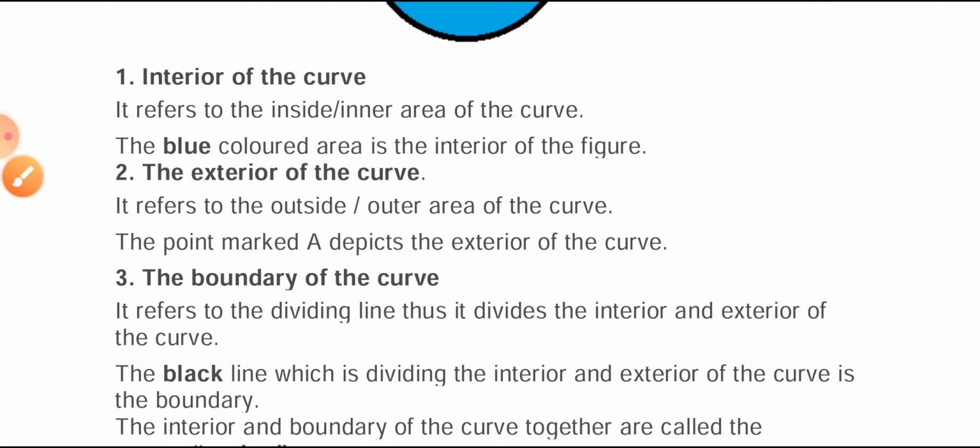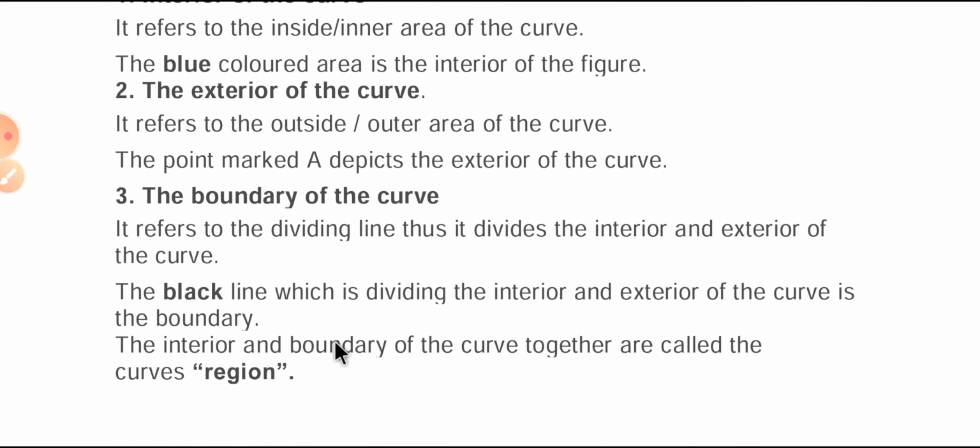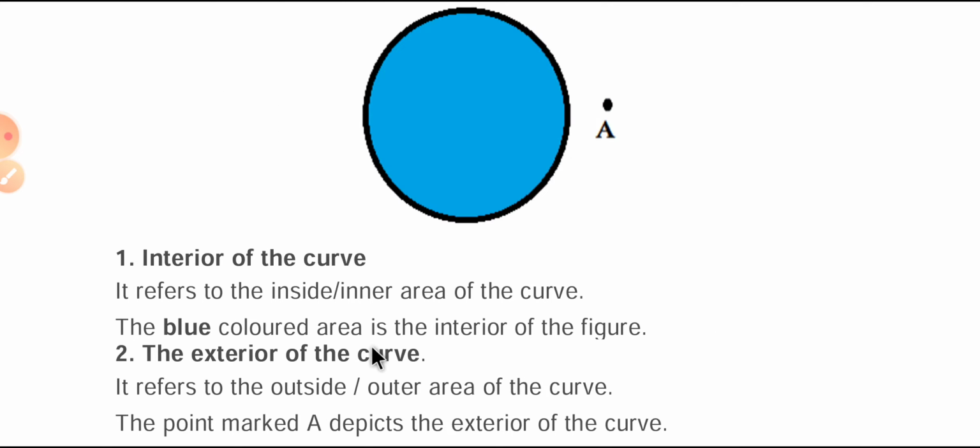Then boundary. Boundary means it refers to the dividing line. Thus it divides the interior and exterior of the curve. So the black line which is dividing interior and exterior of the curve is known as boundary, and the interior and the boundary of the curve together are called the curve region.